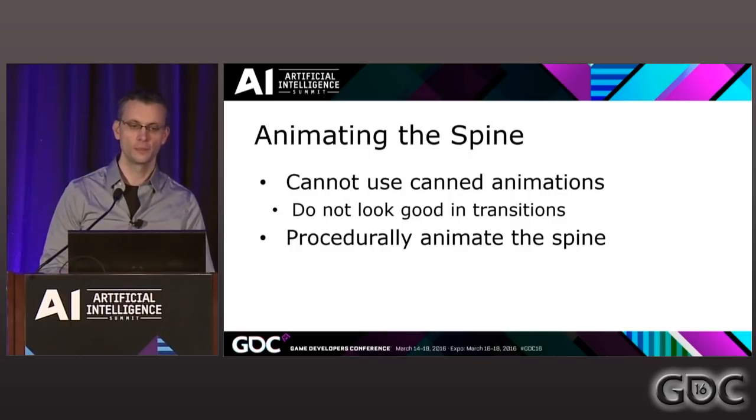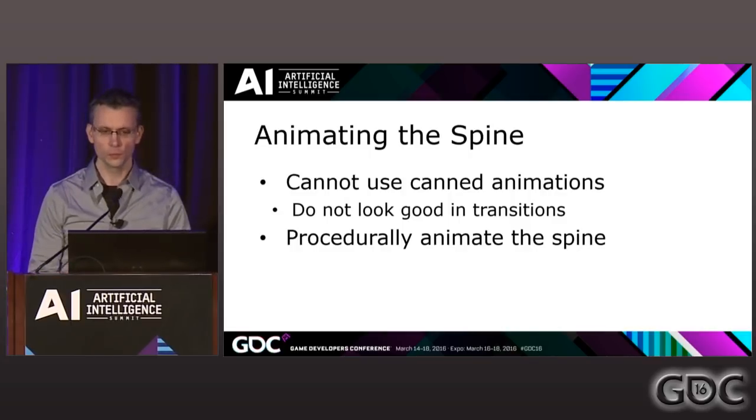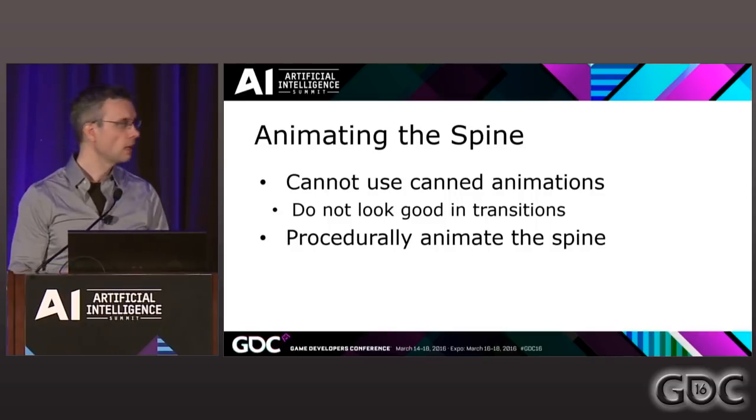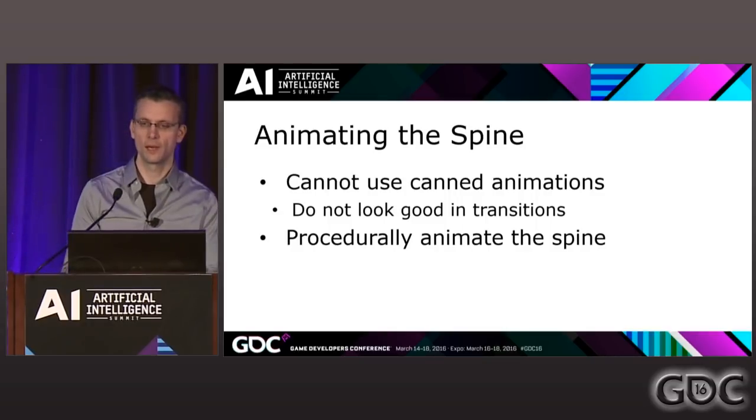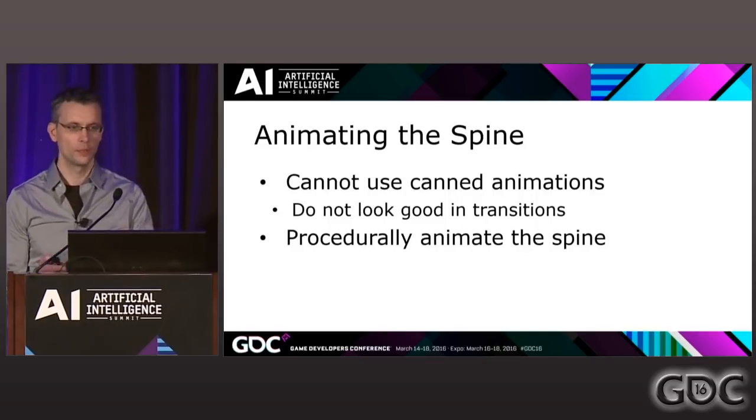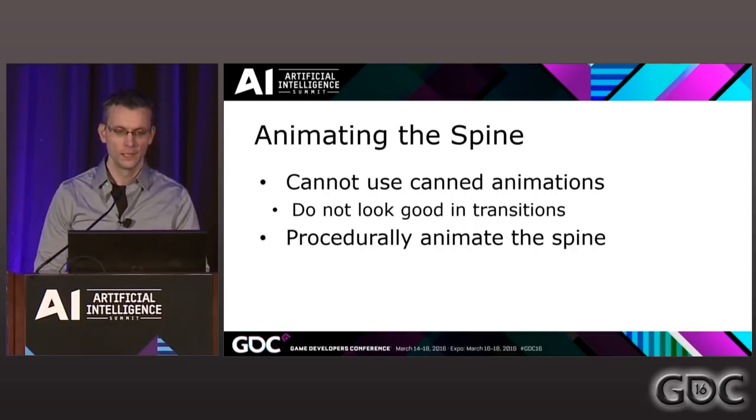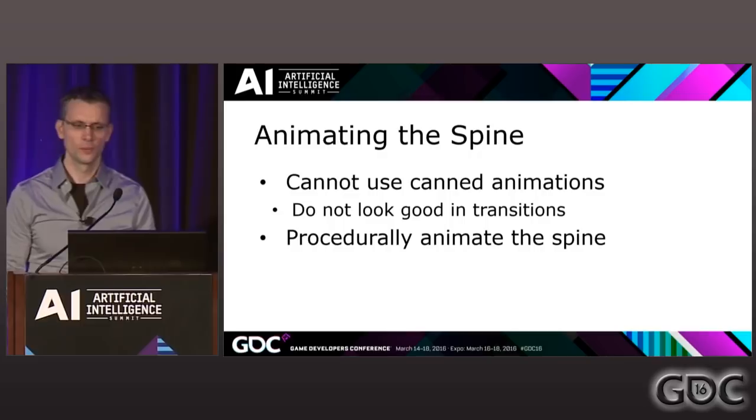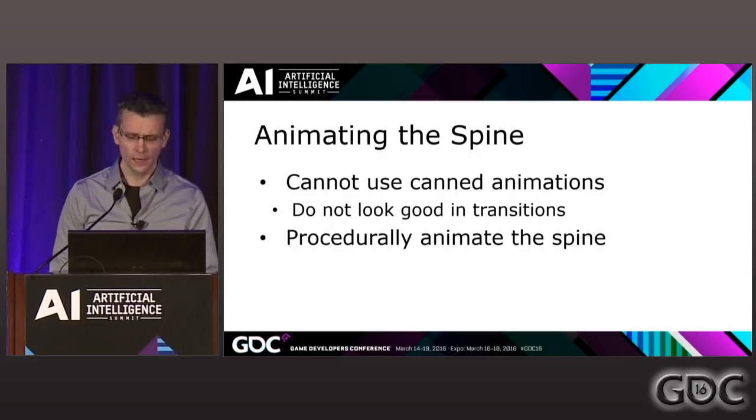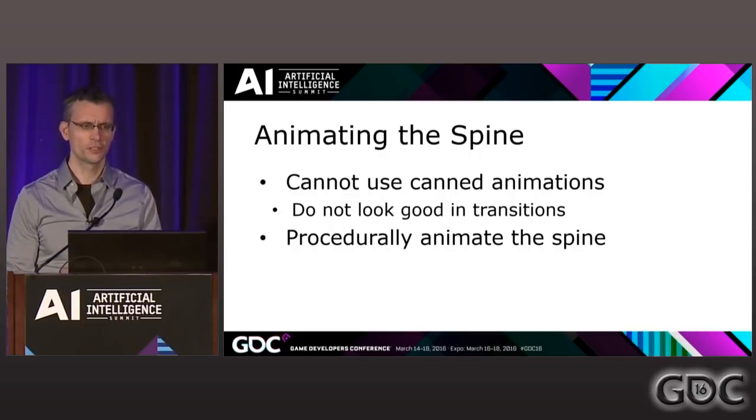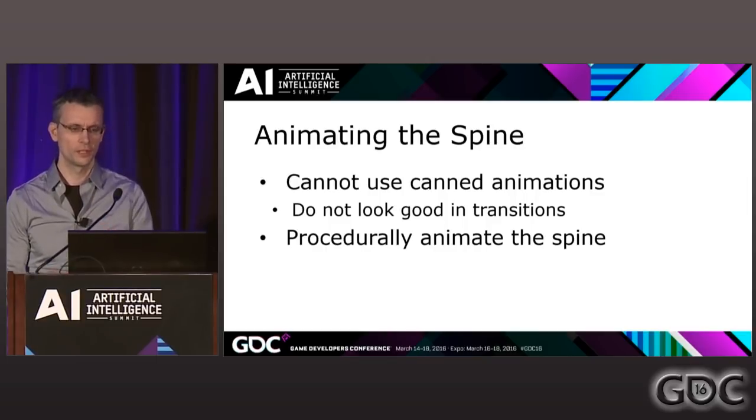In order to do that, we need to animate the spine. We started out by trying to use canned animations, so we would have a bunch of animations with the dog's spine being bent more or less, and then we would blend them together. This, however, had a couple of problems. First of all, it didn't look very good when we were transitioning from a left to a right turn or from a very sharp turn that suddenly straightened out.